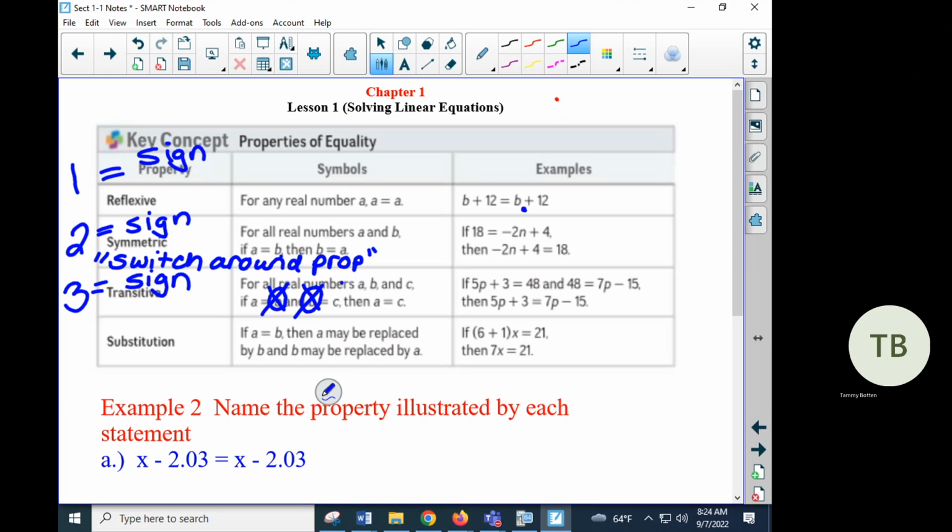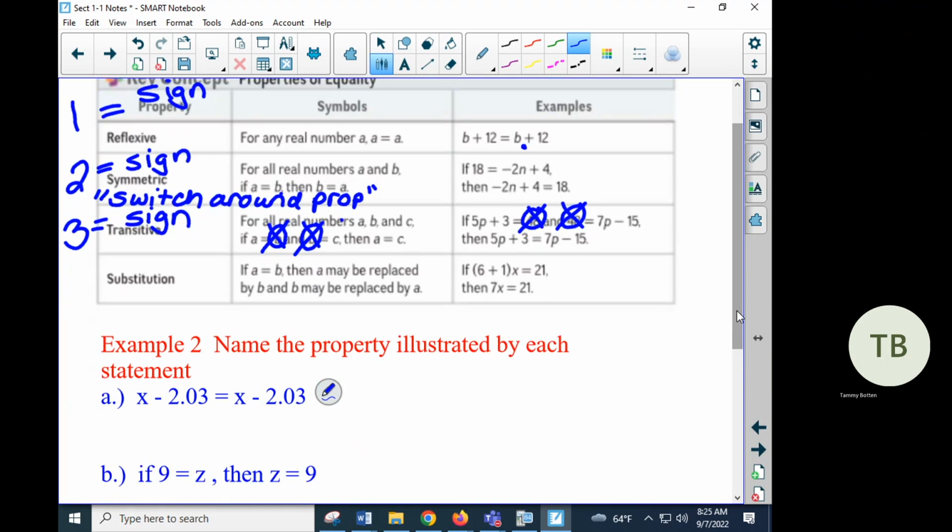Okay, so if you look at this one with an actual algebra example, with transitive, you're going to have 3 equal signs. The ending of this and the beginning of that are the same. So it's kind of like you just cross those out, and then the outside 2 equal each other.